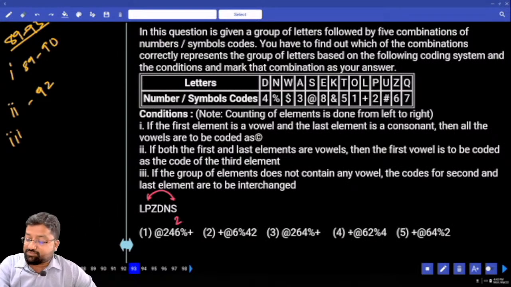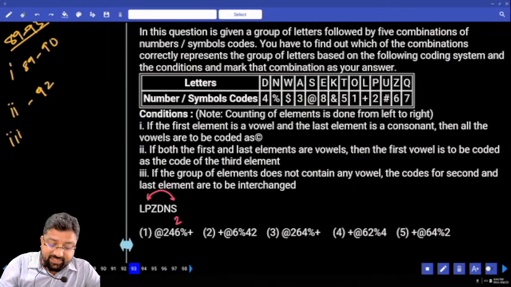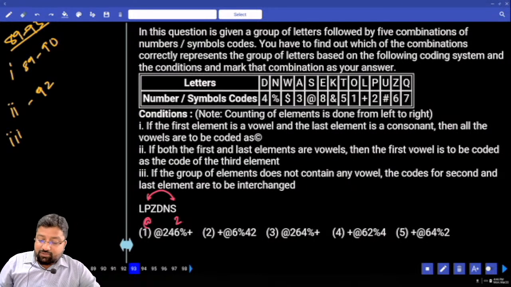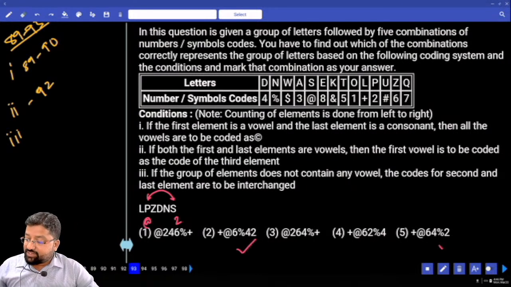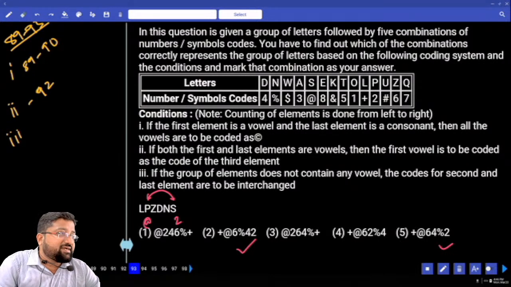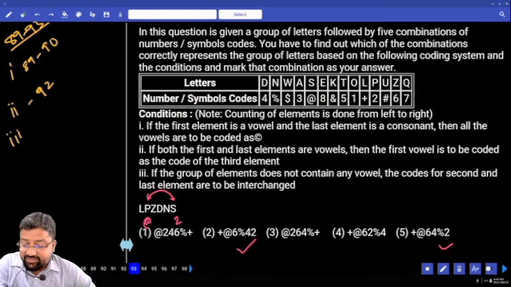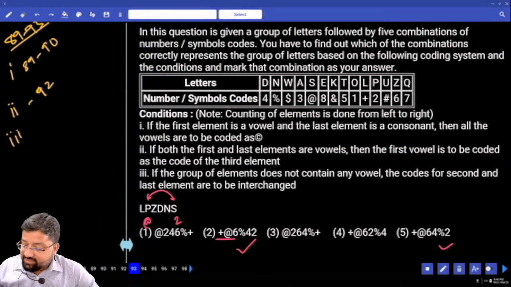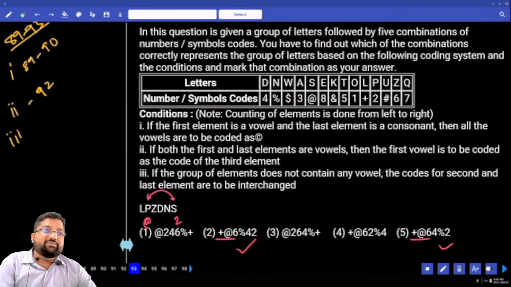2 goes to the last place. Code for S, @. 2 in the last place, and the second place should have @. First 3 elements will not fetch me the answer. I'll go with the fourth element.